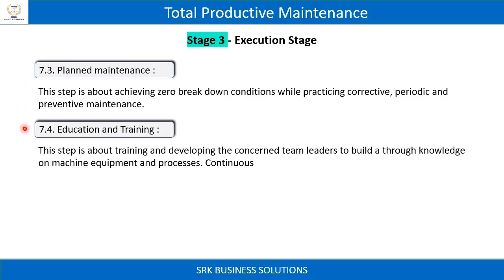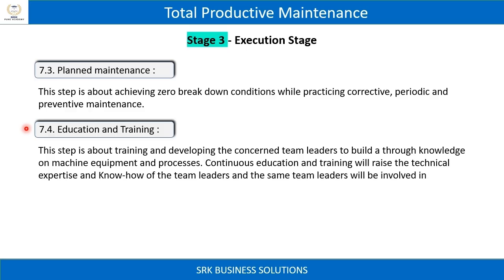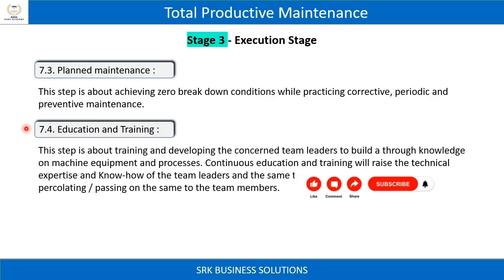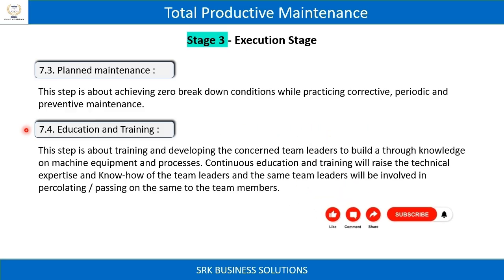7.4 Education and training. This step is about training and developing the concerned team leaders to build a thorough knowledge on machine equipment and processes. Continuous education and training will raise the technical expertise and know-how of the team leaders, and the same team leaders will be involved in percolating and passing on the same to the team members.